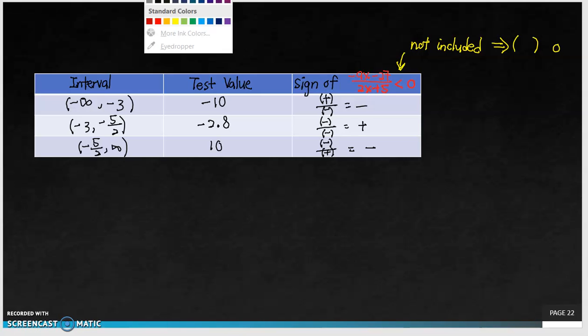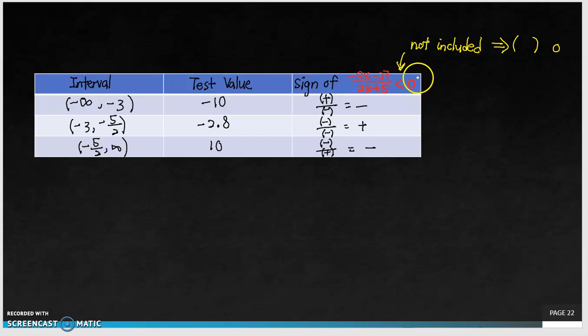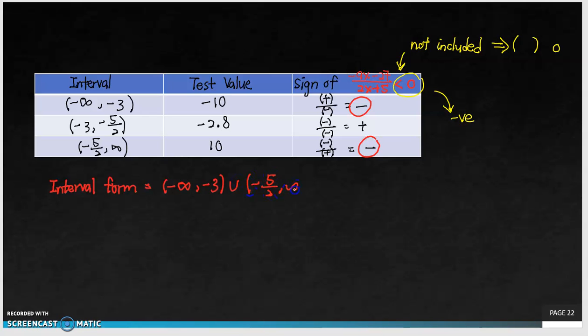Next, we look at this one. Now the question requests less than 0. Less than 0 means that it is negative. Therefore, we choose the negative sign because of less than 0. So the answer, in interval notation or interval form, will become from negative infinity until negative 3, or negative 5 over 2 until positive infinity, for the real number line.